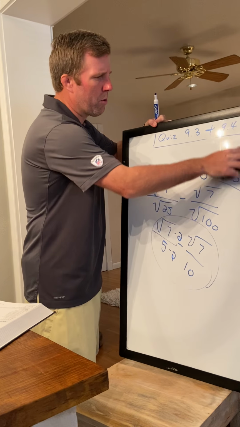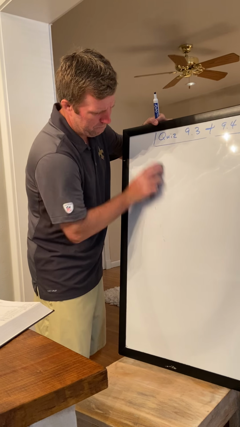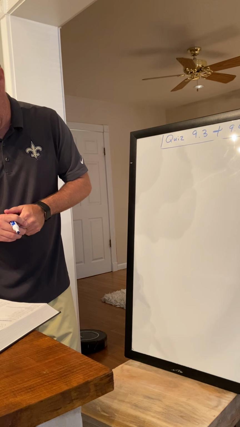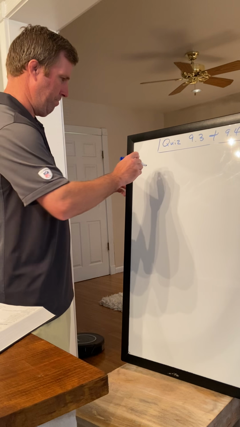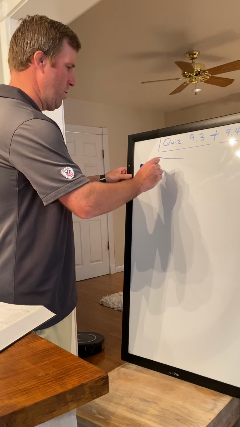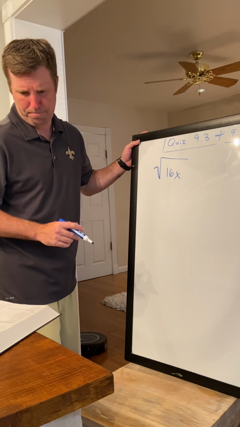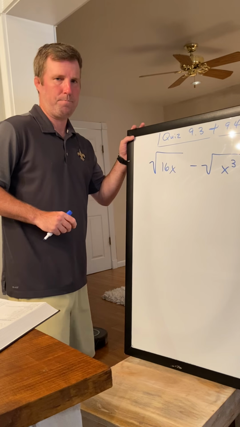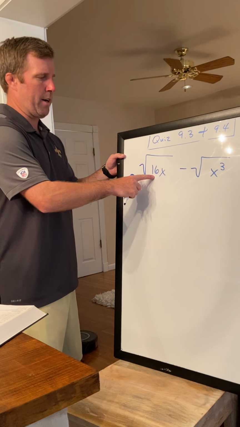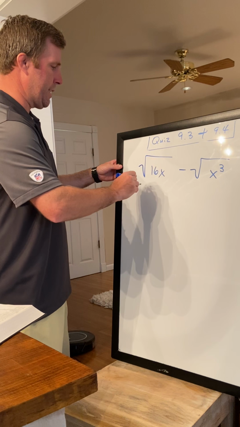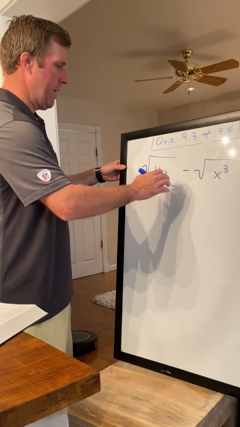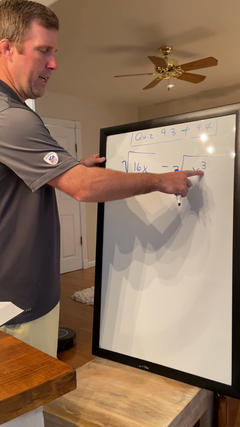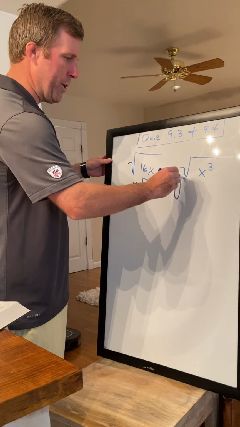Let's try one with a variable real quick. Something like square root of 16x minus the square root of x cubed. 16 is a perfect square. So I take the square root of 16, which is 4, and bring it out front. I can't do anything with the square root of x. Minus. This has an odd exponent. Remember what we do there?